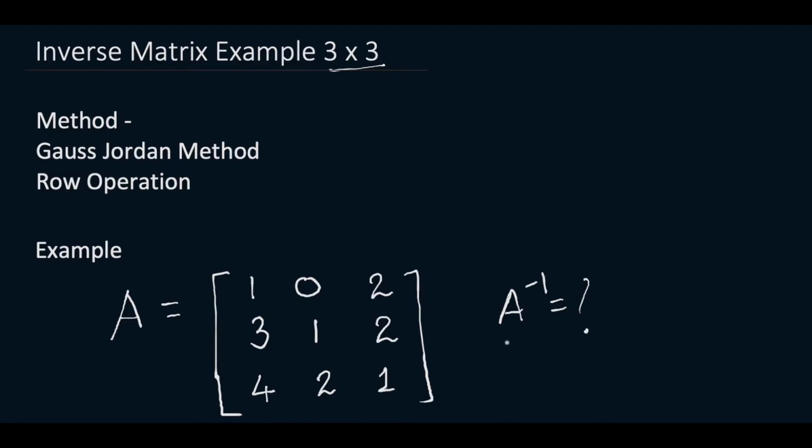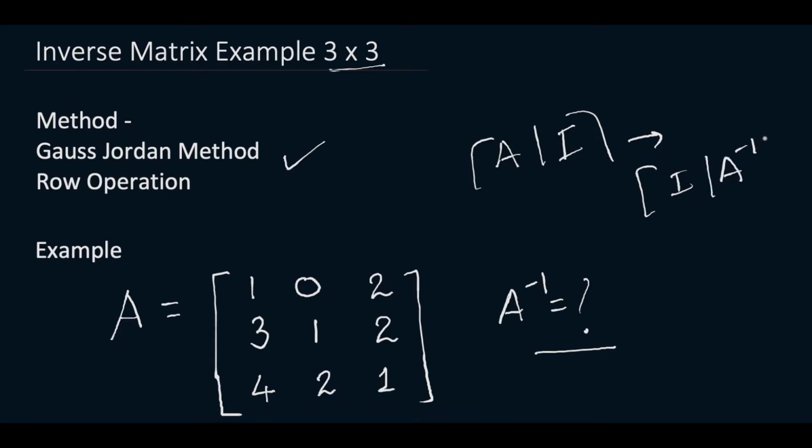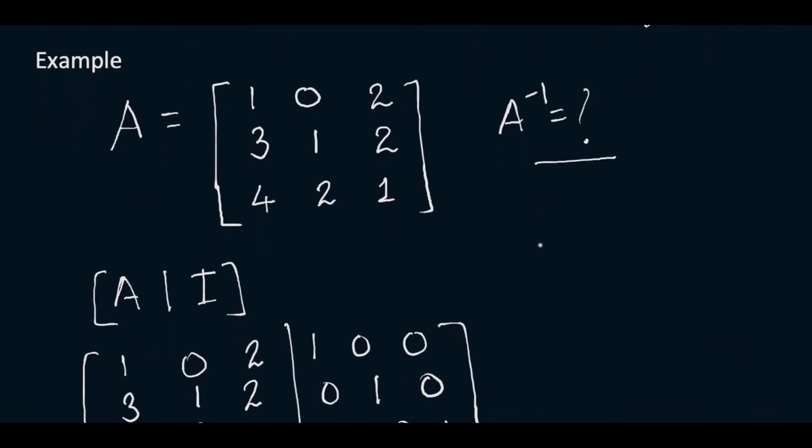Now this is our matrix A. We need to find the inverse. We will be using the Gauss-Jordan method. We will be doing all the row operations so that this A into I will get converted into I and you will be getting the A inverse. Now let us move on.